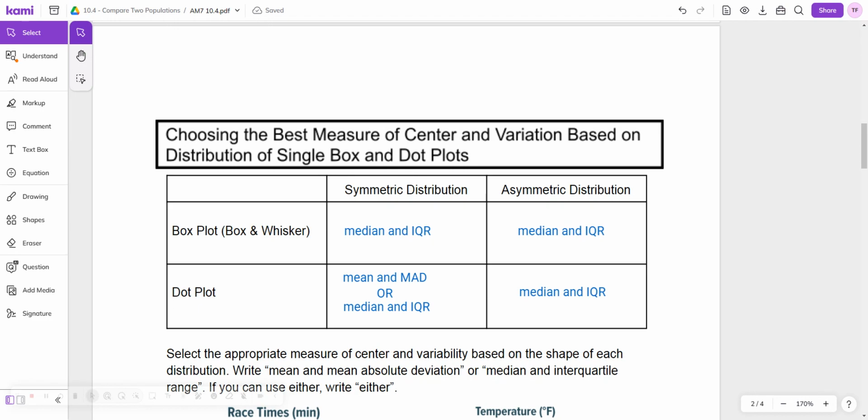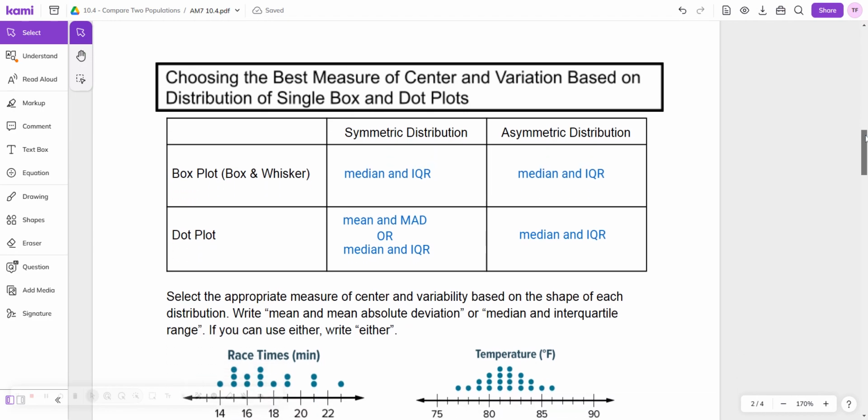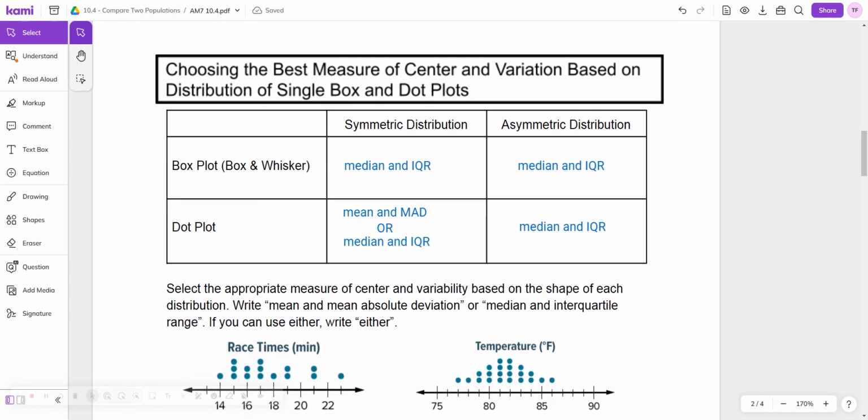Okay, so let's kind of plug it in together. So I'm going to carefully scroll down because I actually have the answers right here. So select the appropriate measure of center and variability based on the shape of each distribution. Write mean and mean absolute deviation or median and interquartile range. If you can use either, write the word either. So take a pause, pause the video, identify what measures we would use, and then come back and check your answer.